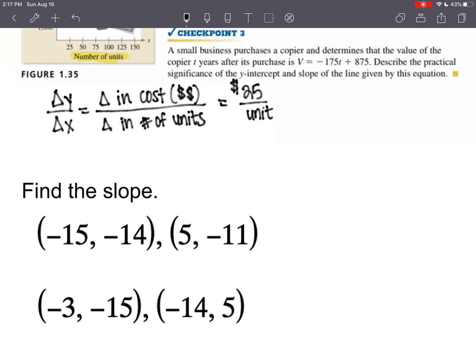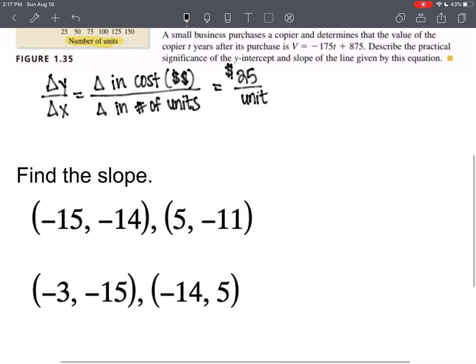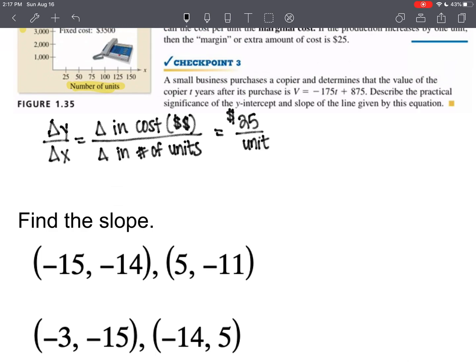Seems like a very simple concept, and it is. We're going to talk about marginal cost again when we work with derivatives. So it's very important that you understand our marginal cost right now is our slope. So our marginal cost is our slope.